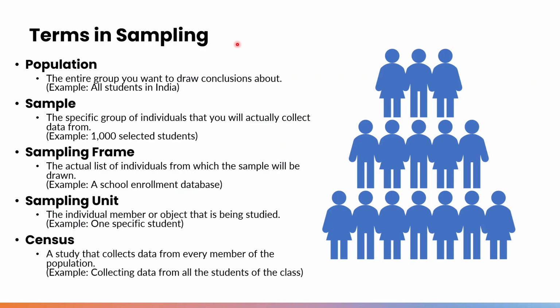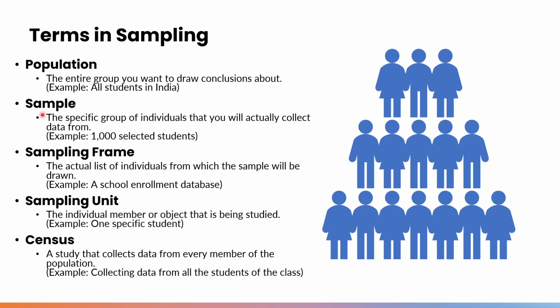So when we go into sampling, we have certain terms that we use. The first one is population. Population is nothing but the entire group you want to draw conclusions about. So the whole target group based on which you want to draw a conclusion, like all students in India, we consider that as a population.